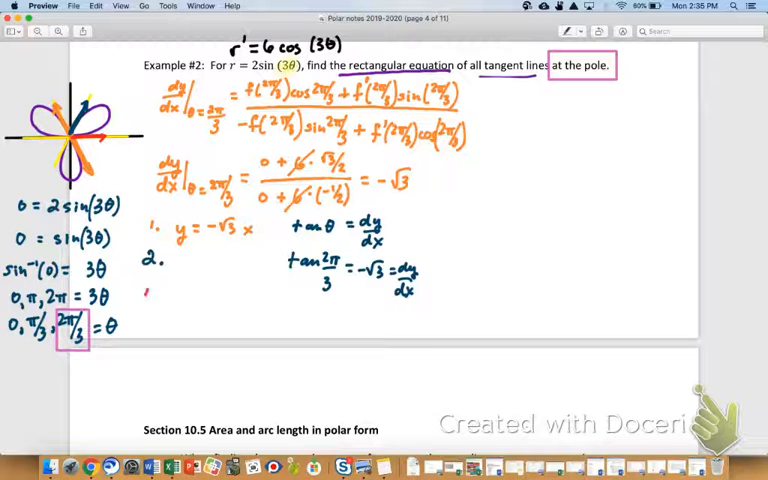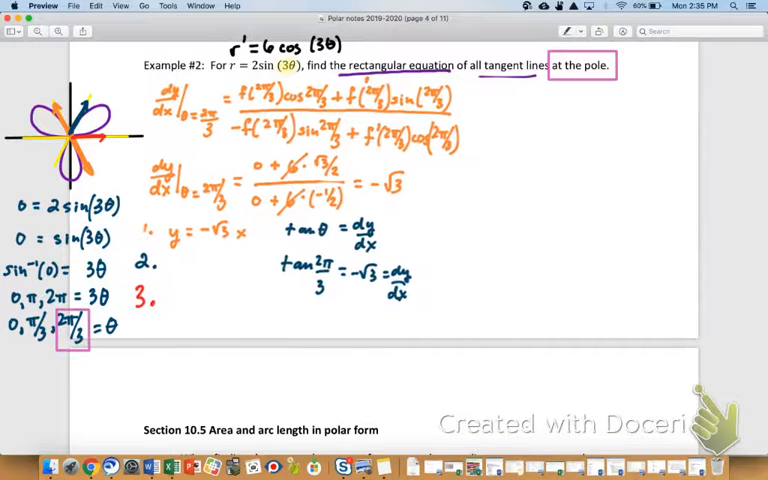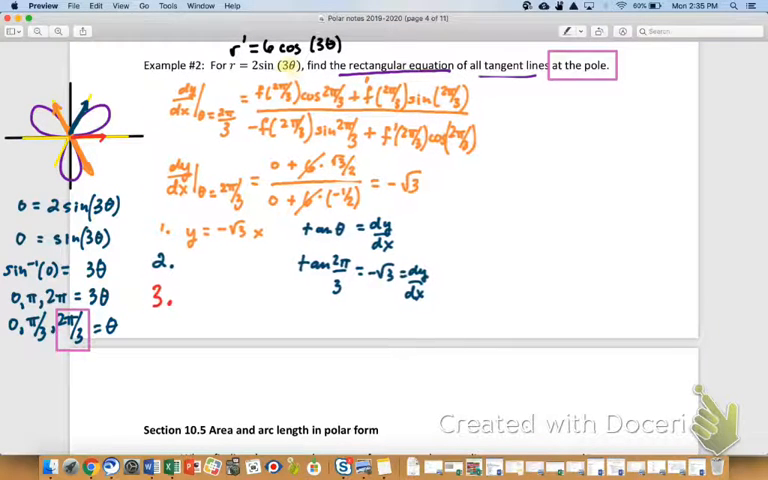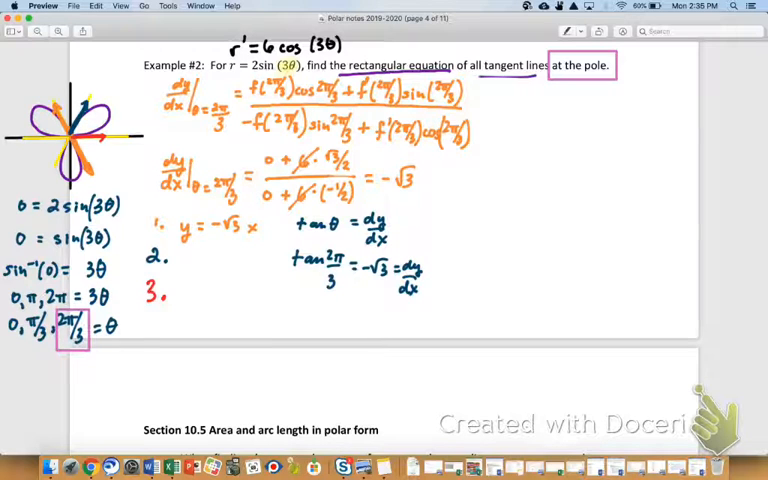Are you guys plotting points for it? The one where theta equals 0 is really hard. I couldn't even think of that.